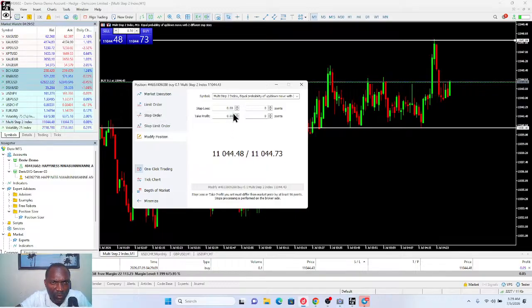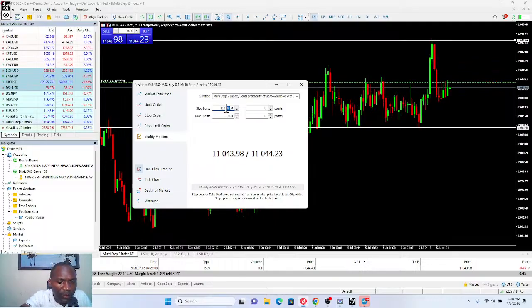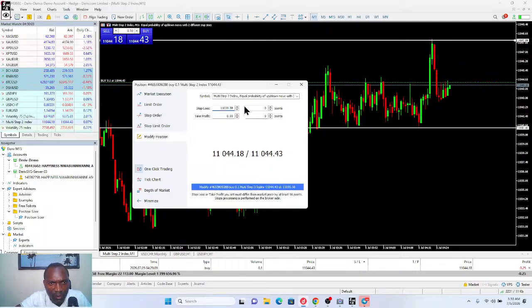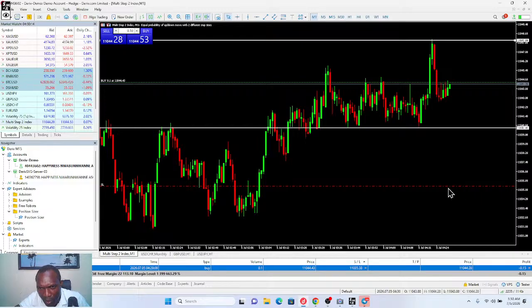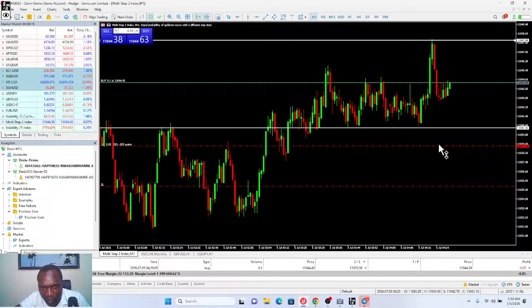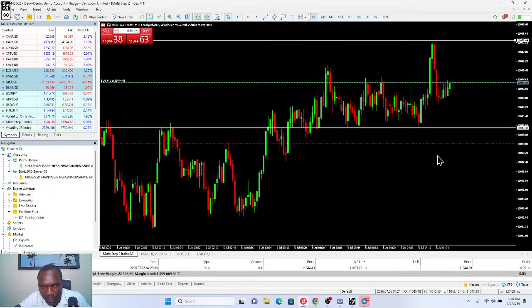Let's say 35. We are going to make it 35. Then our TP. Our TP is now 11035. This is now where I really wanted it. Let me move it this way. Good. So that's where I want it to be.